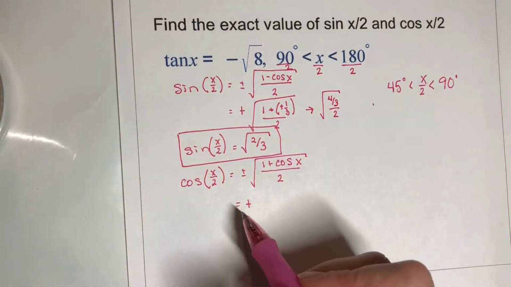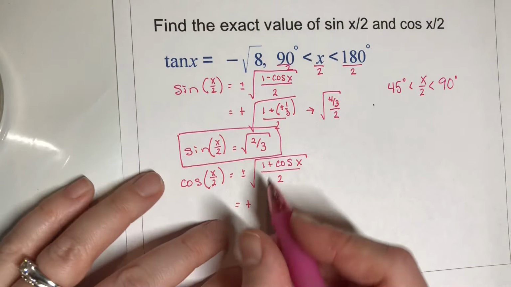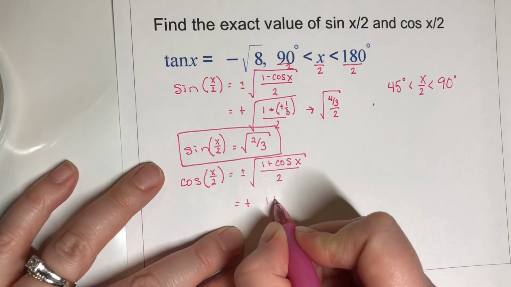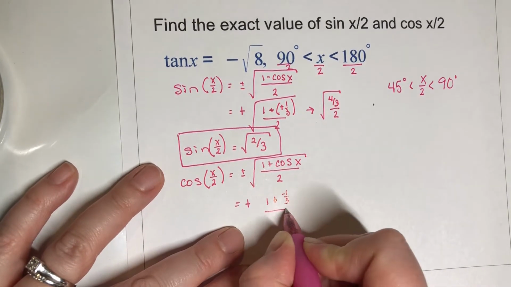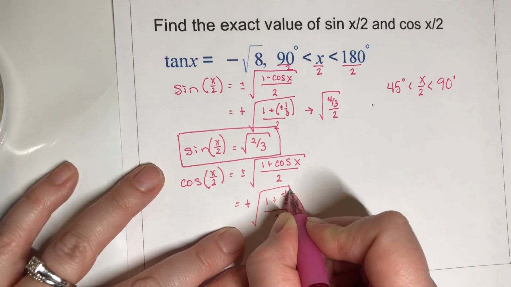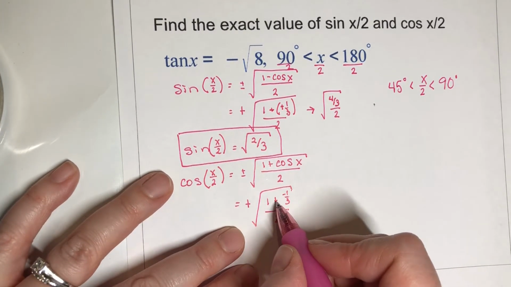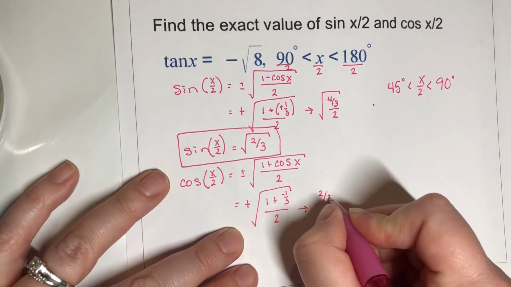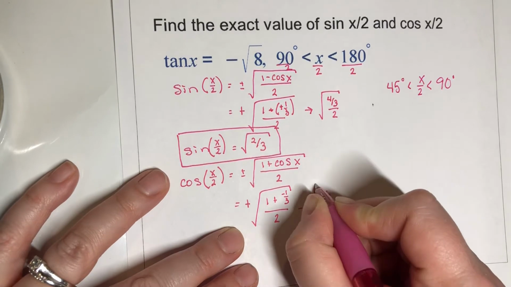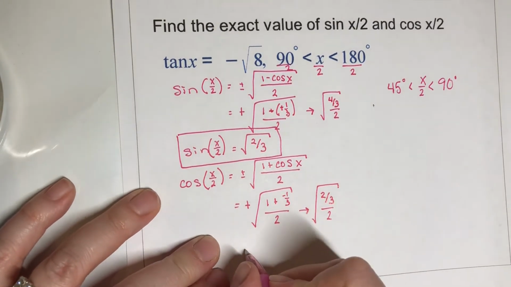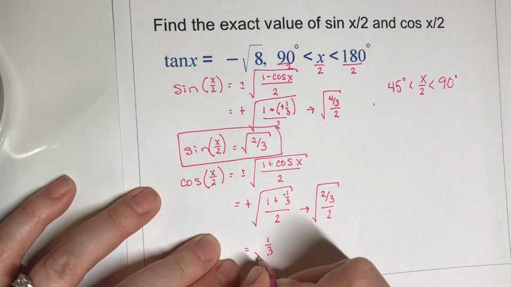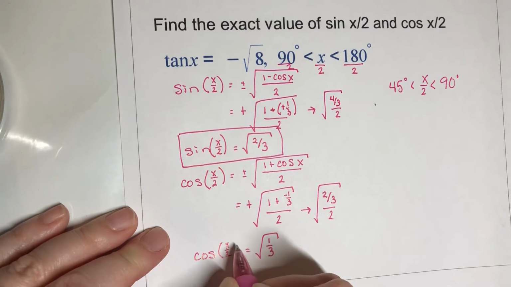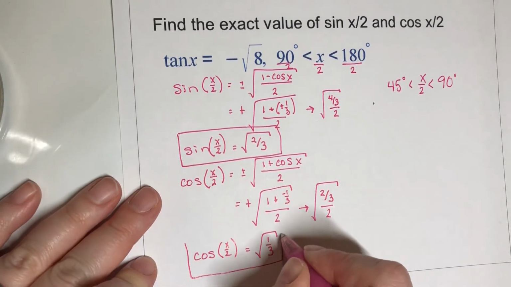So same idea with cosine. So with cosine, once again, we've established that these are positive, which is why there's no negative symbol here. So we have 1 plus a negative 1/3, all divided by 2. Because it's a plus and negative, it's like a minus. So 1 minus 1/3 ends up being 2/3, all divided by 2. And 2/3 divided by 2 is 1/3. So that means that cosine of x over 2 is the square root of 1/3.